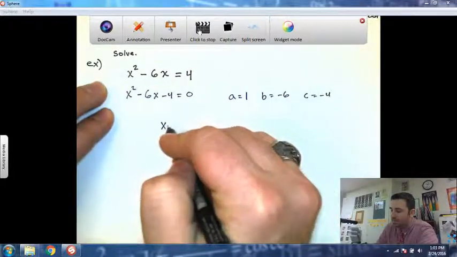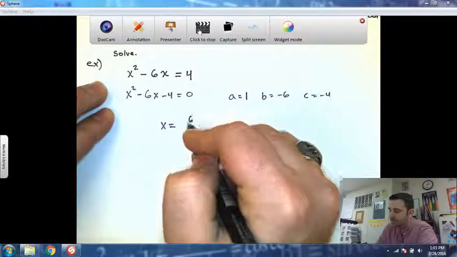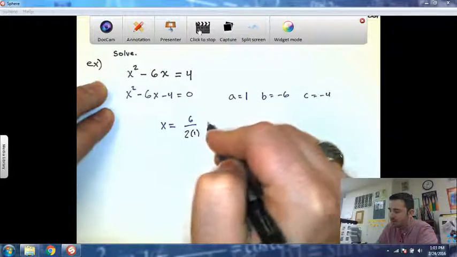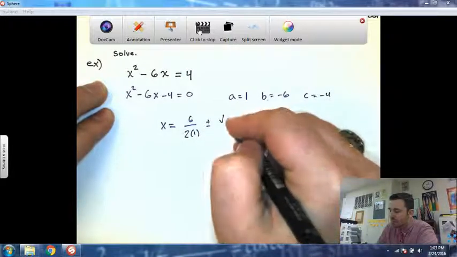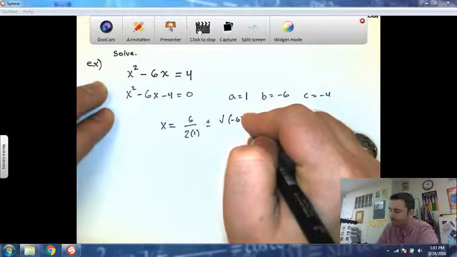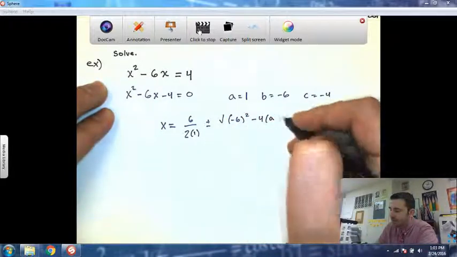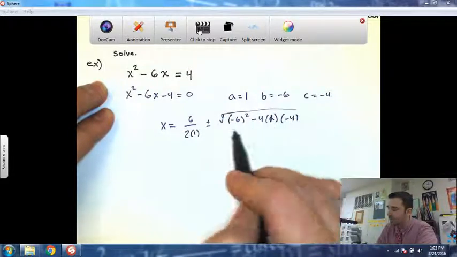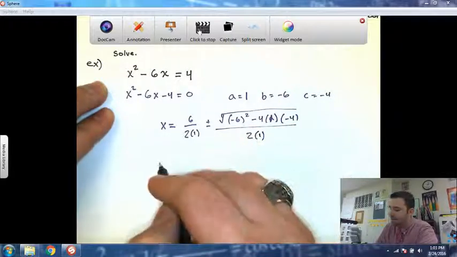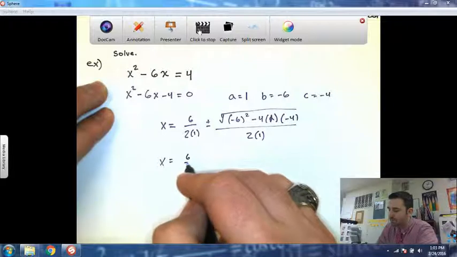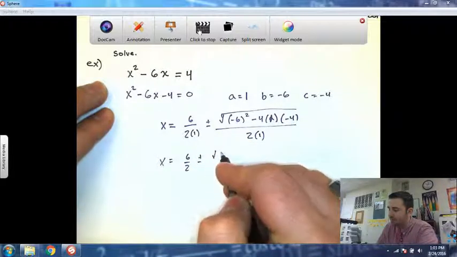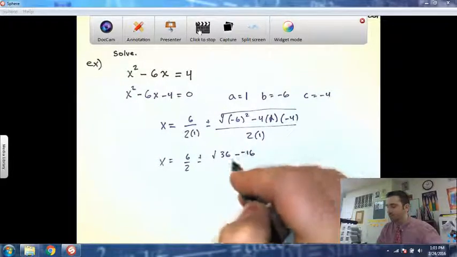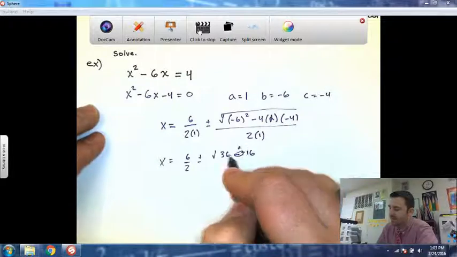And then I'm going to simply substitute these values into the formula. Opposite b would give me a positive 6 over 2 times a, which is just 1, plus or minus the square root of b squared minus 4a, which in this case is 1, c is -4, all over 2a. And if I simplify this further, I get 6 over 2 plus or minus the square root of 36 minus a -16, which is just like adding 16, all over 2.